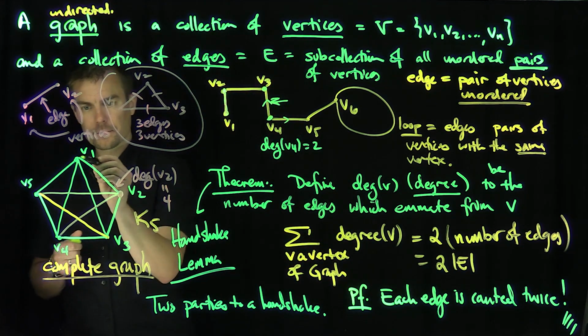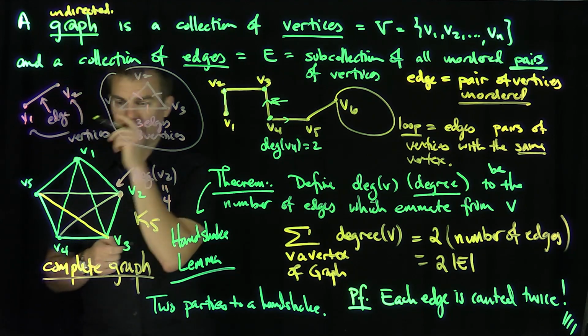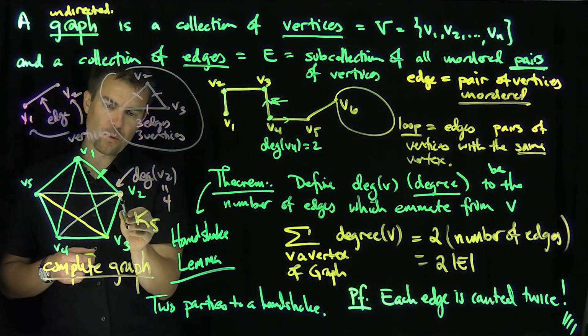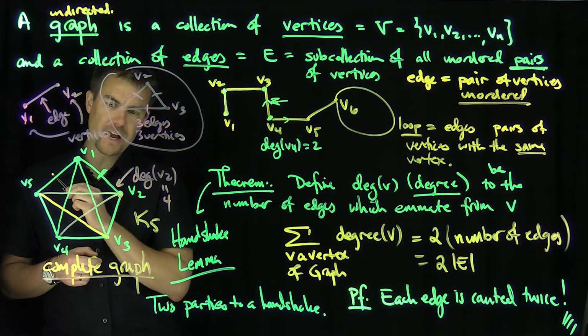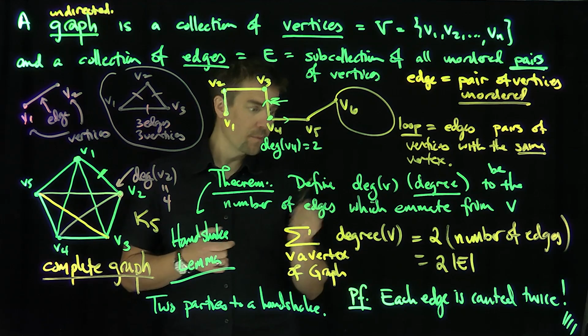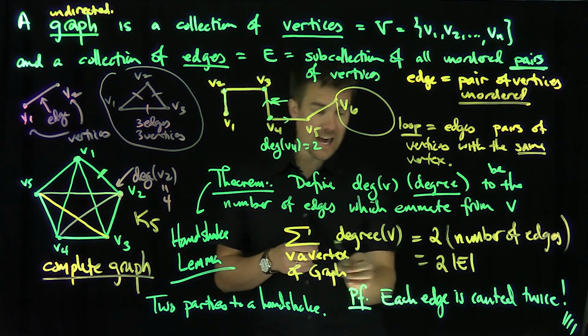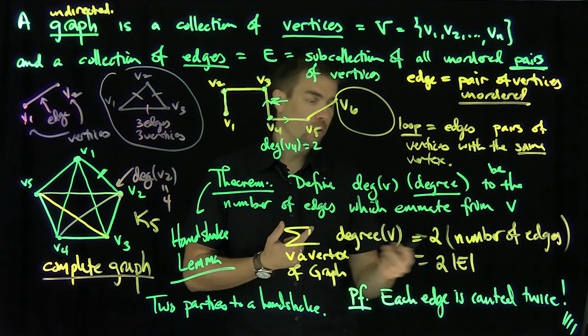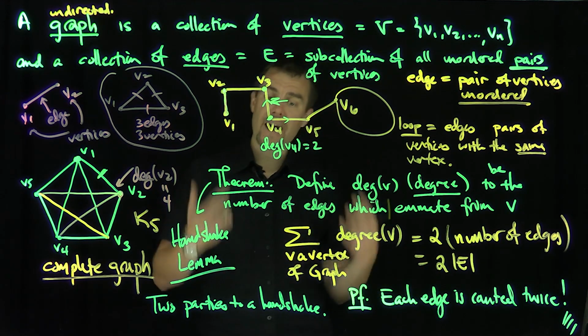If you look over here, in this complete graph over here, if I look at this edge over here, it is picked up from V1 and it's picked up from V2. So this edge over here is picked up once in the degree of V1 and once in the degree of V2. So each edge is counted twice, which means if I add up all the degrees, I just have the number of edges, but I have to count them twice, right? So I multiply the number of edges by 2, and that gives me an accurate count.